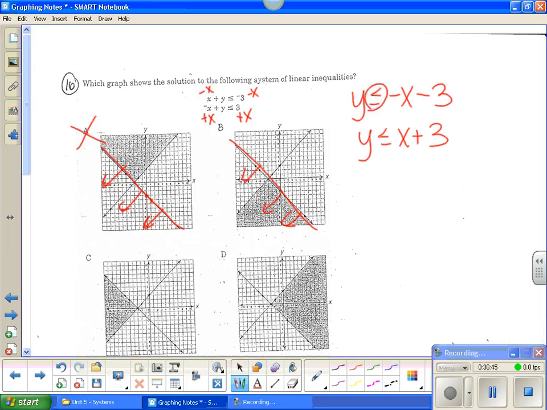So he would go up to 3 and then up 1, right 1. Solid line, and he is also less than, so that would be shaded below. And yes, that would produce this as my double shaded part. So the answer is B.